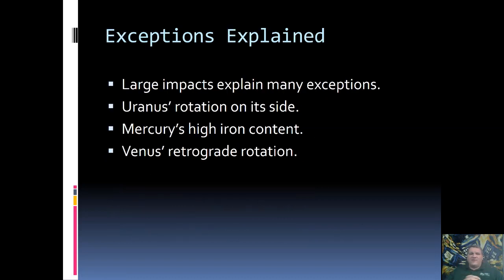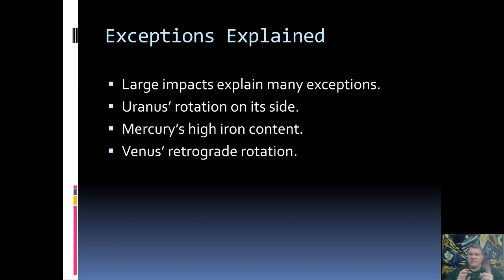The last thing that we have to explain are exceptions to the other rules. Well, in a lot of cases, large impacts actually explain those exceptions. So, for example, Uranus being tipped over on its side. If it got hit early on, as it was still forming, got hit really hard, then it could tip it over on its side. One of the surprising features of Mercury is that it has a very high iron content compared to the other terrestrial planets.